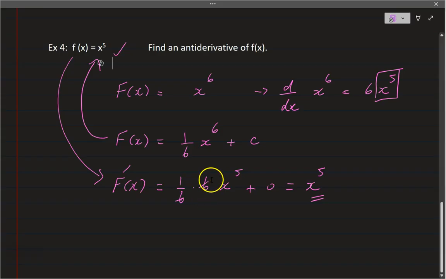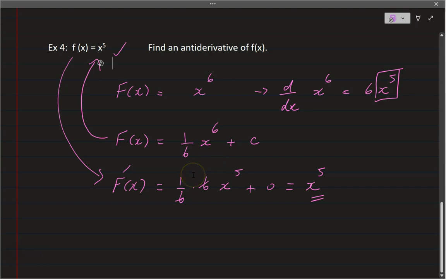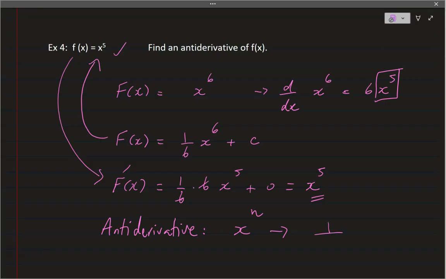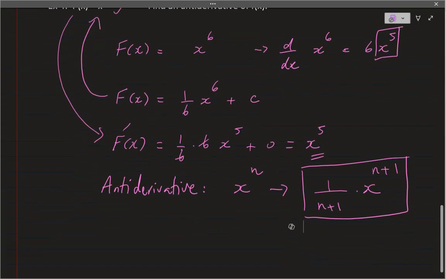All right, now that we have this, let's put the antiderivative as a formula. The formula for the antiderivative of x to the n is 1 over n plus 1 times x to the n plus 1. This is the formula for getting the antiderivative. Okay, so that's what that is. And let's do one more and then we'll stop.